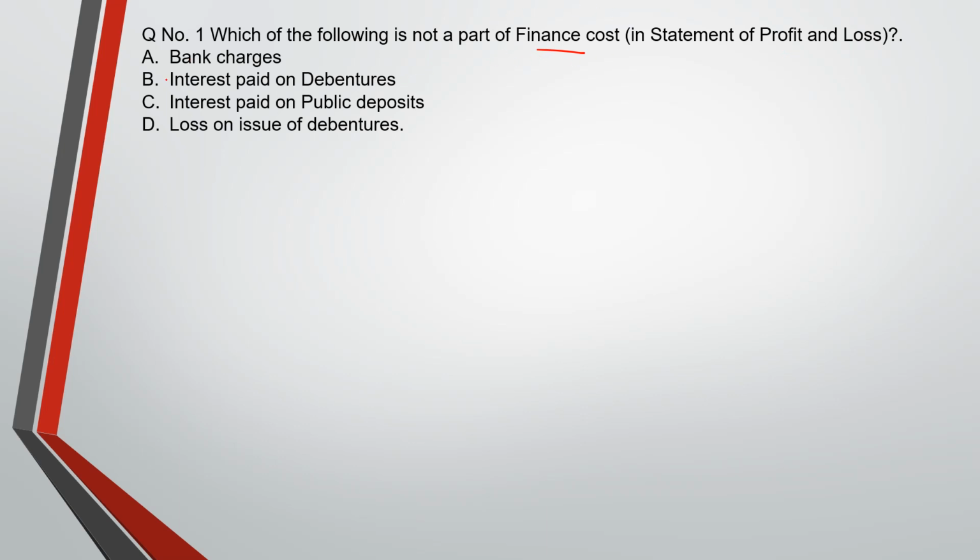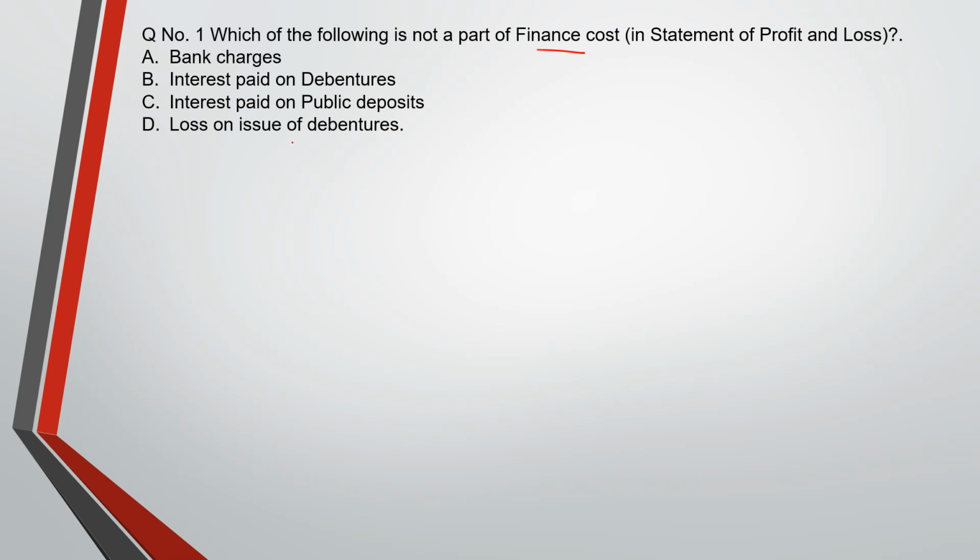Now, out of these, if you see, the options are bank charges, interest paid on debentures, interest paid on public deposit, loss on issue of debentures. Finance cost is a cost incurred in raising finance for the business. And here, debentures is a way of raising finance and interest being paid on it is a finance cost. Interest which is paid on public deposit. So from the public deposit accepted and on that interest is being paid. That is also another way of finance and interest paid on it is a finance cost.